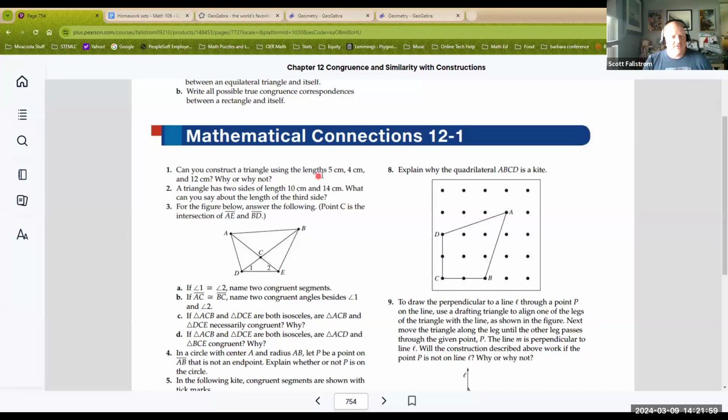Can you construct a triangle using the lengths 4, 5, and 7? Why or why not? Now, if you want, you can always start building some of these shapes with your compass and straight edge if you wanted to. Remember, you do have a ruler, they exist. So you can measure out, here's a 4 centimeter length, here's a 5 centimeter length, here's 12 centimeters.